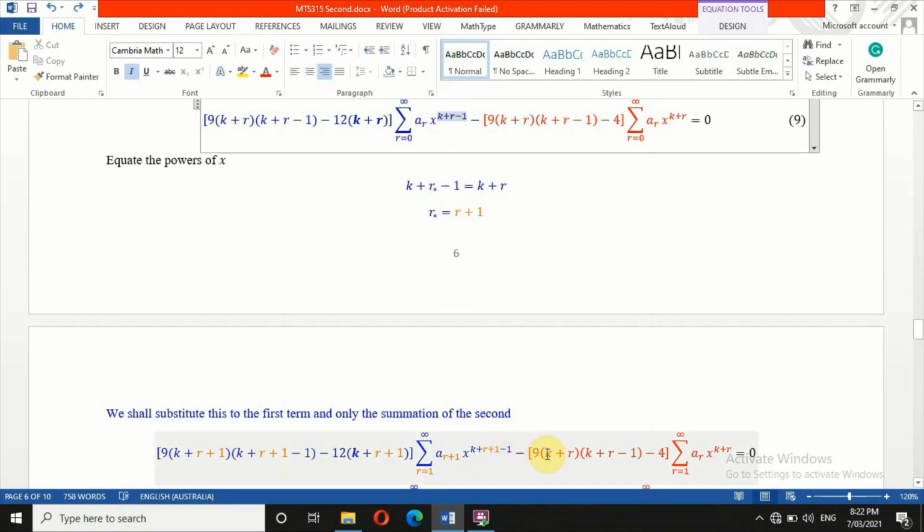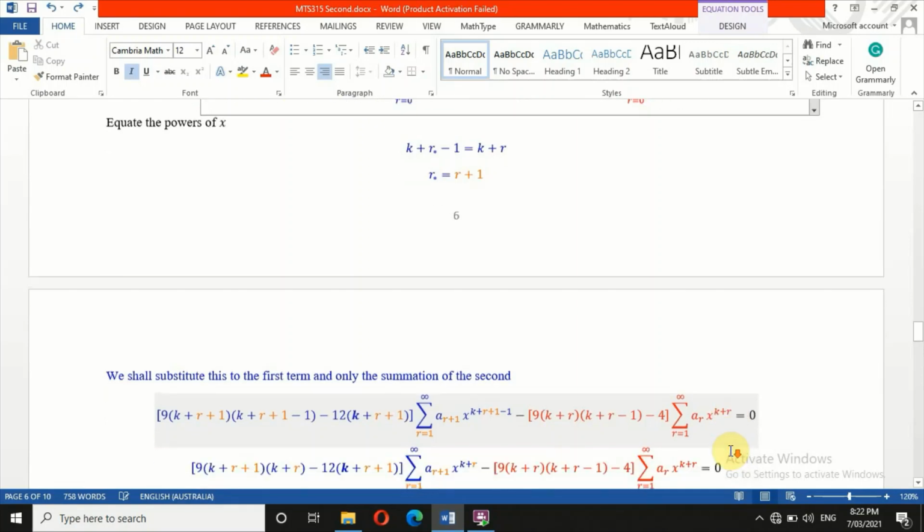So let's look at this one again. Look at this one. Minus 9k plus r, k plus r minus 1, then minus 4. Can you see that now? It is only the summation. Don't forget, it's only the summation here. Then you leave the others. So you see that now.